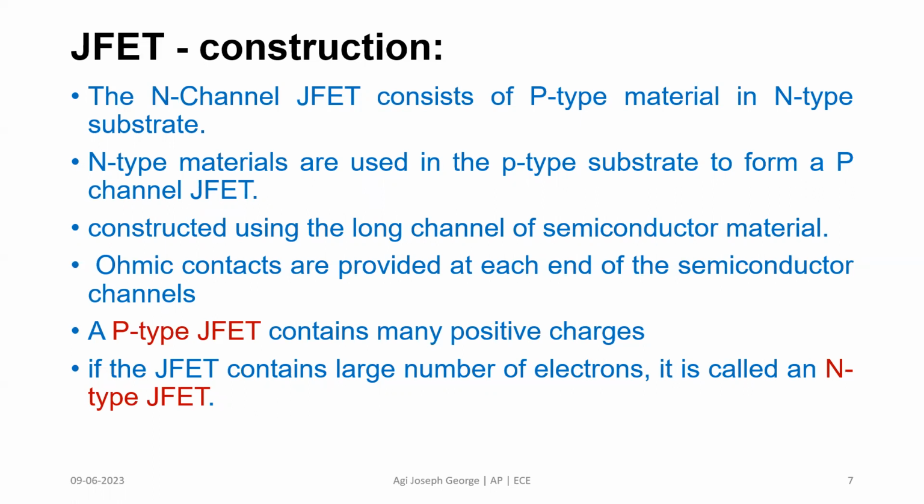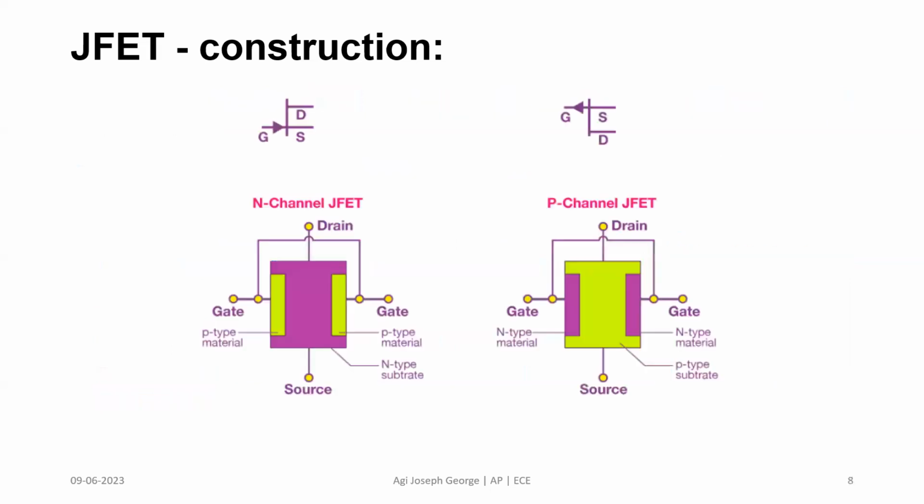In a P-channel JFET, the channel is P. The positive charge carriers are holes. If the JFET contains a large number of electrons, that is known as an N-type JFET. So you can understand the channel is N. This is the construction in detail, where you can see the clear figure. You can see the 3 terminals: source, drain, and gate. The gate has 2 terminals, so in total you have 4 terminals for a FET.